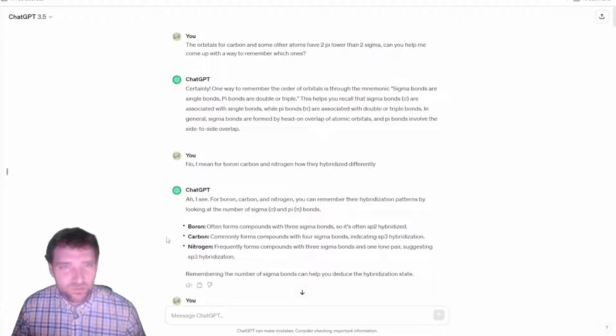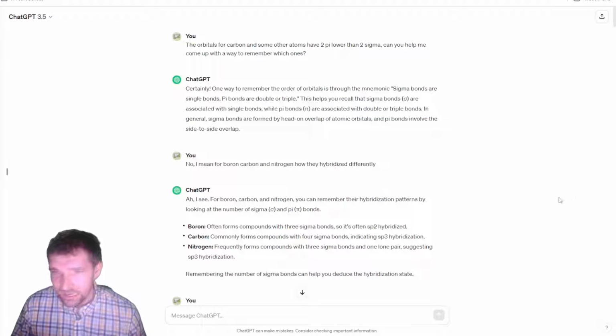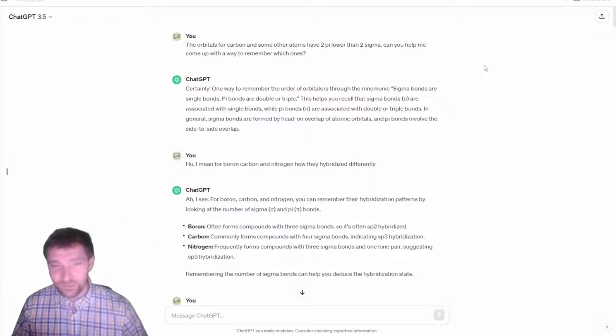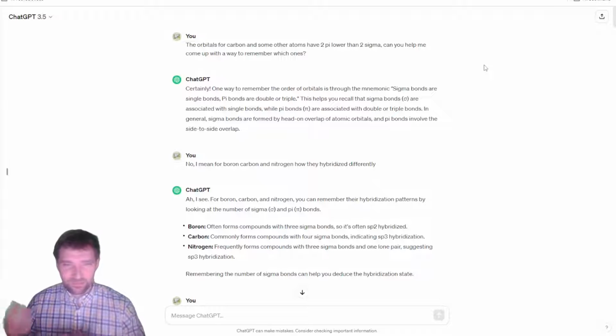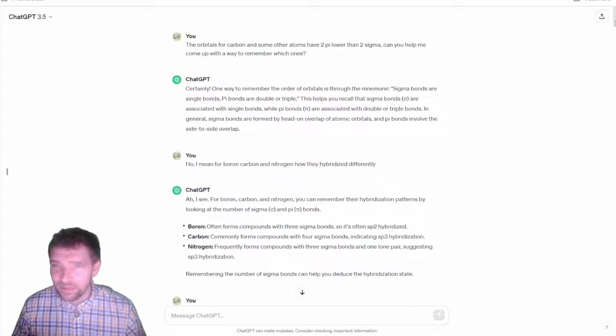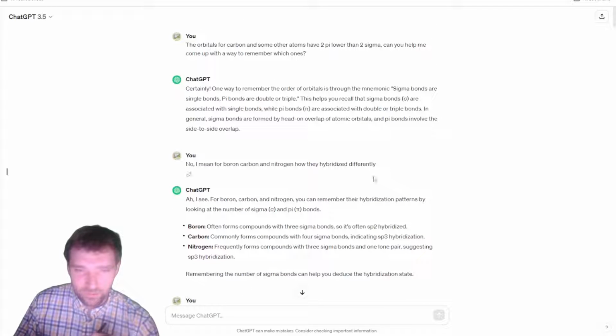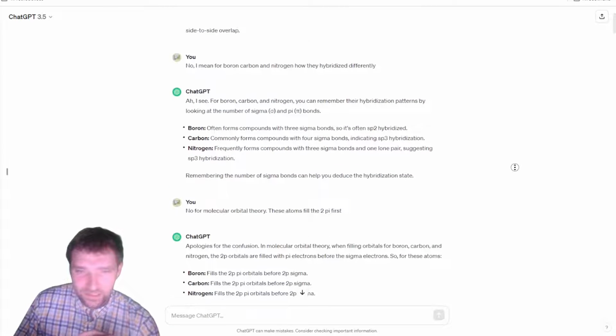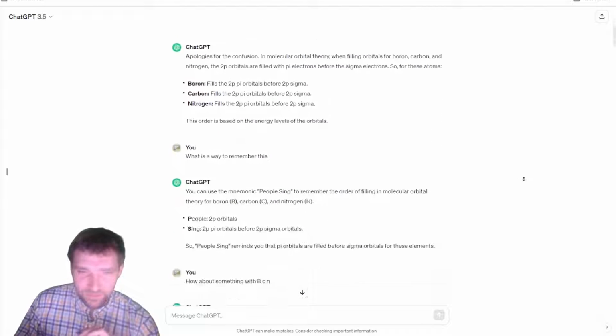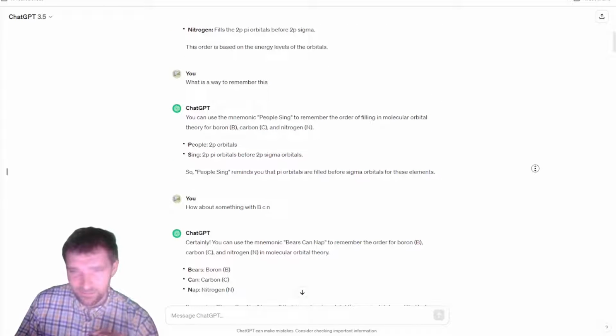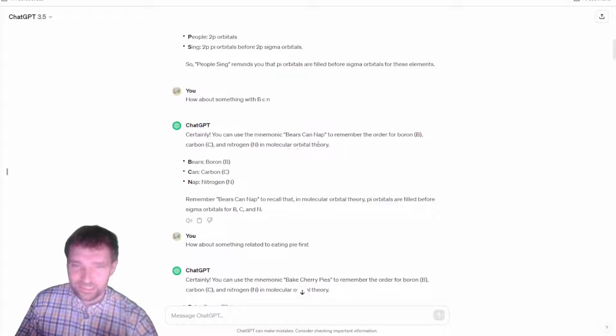So if we go to ChatGPT, I have a whole video on me trying to use this, so you can see what it's like in the content. But I was asking a couple questions, trying to help it come up with something with boron, carbon, nitrogen in it, some way to memorize it, and it was just really not coming up with things that were useful. And then this was starting to get close to, how about something with these three letters? Can you give me something with BCN?